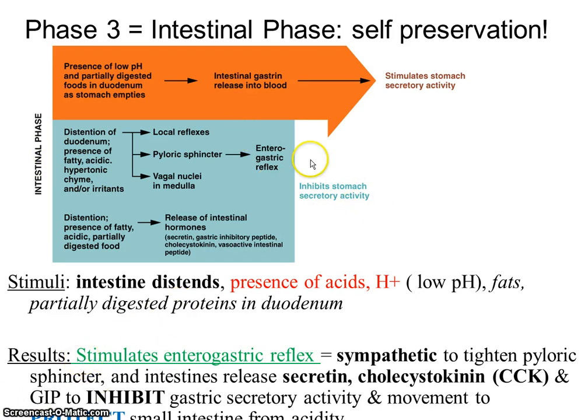So we call this the enterogastric reflex because the small intestine is telling the stomach, slow down, we're not ready. And so now you'll see sympathetic impulses are going to be prominent, all right? And these will tighten the pyloric sphincter during this phase, and the intestine will start releasing secretin, cholecystokinin, and gastric inhibitory peptide to inhibit any more gastric secretion and movement. And this, again, will be done so that we can protect the small intestine from the contents of the stomach.